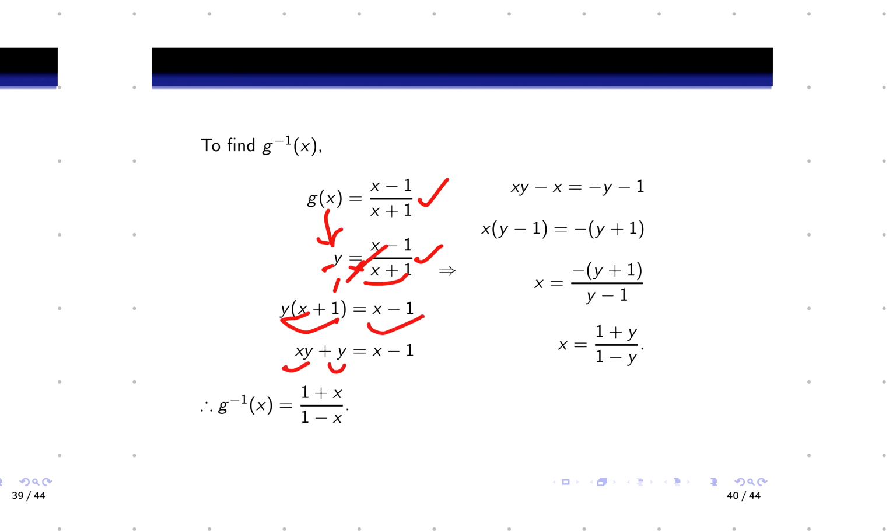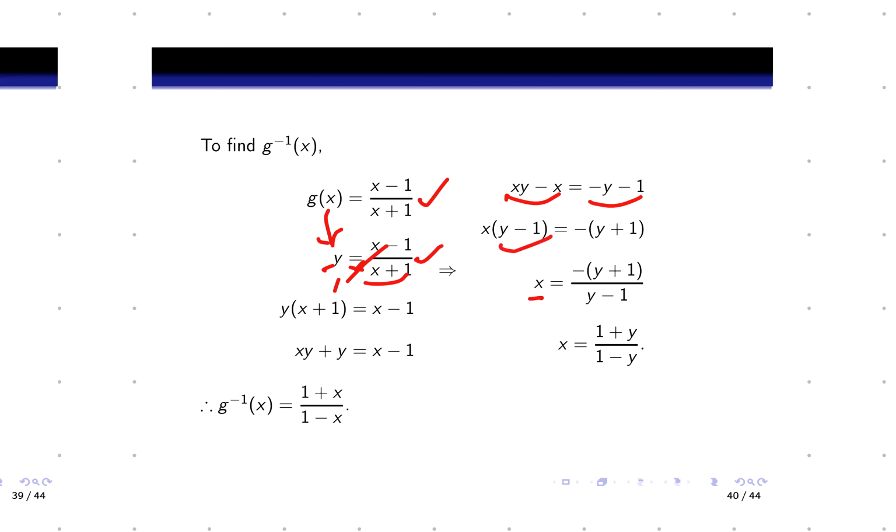Then you collect like terms. So xy minus x, that's this x going here, and this y is coming here. Of course, in this case, it looks like that's the best thing we can do with the minuses. So you have minus y minus 1, because plus y here becomes minus on the right hand side. So you have xy minus x equals minus y minus 1. Factorize x, so you have x into y minus 1. Then you can factorize minus, so you have minus into y plus 1. Divide both sides by y minus 1, so you have x equals minus y plus 1 over y minus 1.